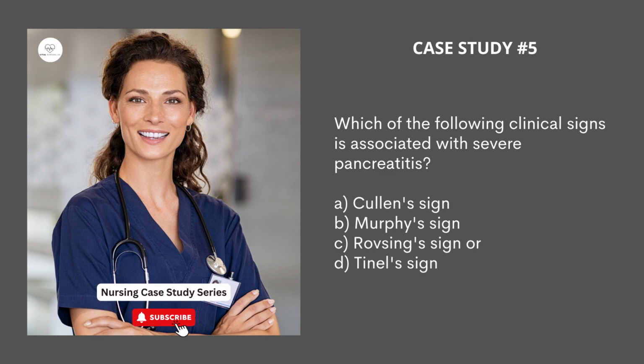Which of the following clinical signs is associated with severe pancreatitis? Is it A, Cullen's sign, B, Murphy's sign, C, Rovsing's sign, or D, Turner's sign? And the answer is A, Cullen's sign. Cullen's sign, periumbilical bruising, indicates severe pancreatitis with possible hemorrhage.